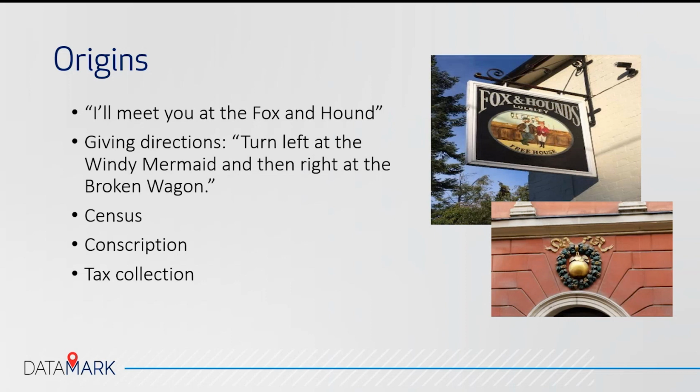Later on, we saw a need for actual site addresses for things like the census. As we started developing a census, we needed a precise way to associate the population with individual locations. And then, of course, two very important things were conscription and tax collection, especially. People really needed addresses for that individual location identification.